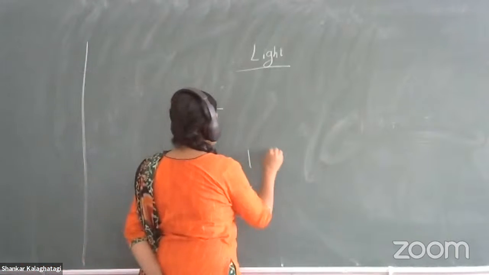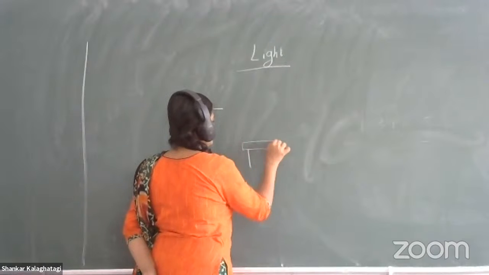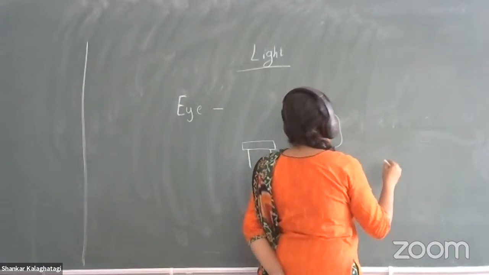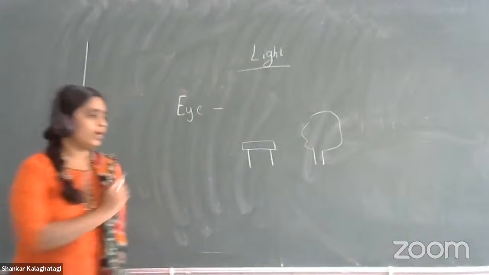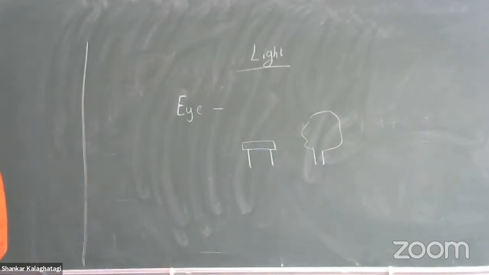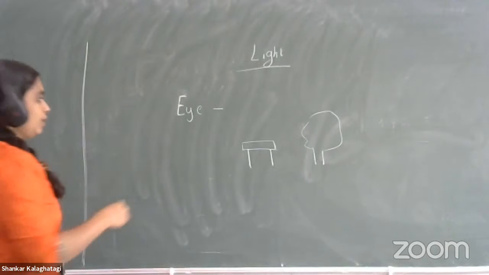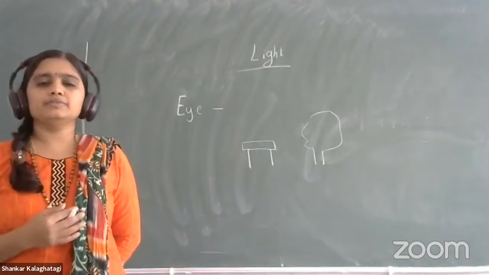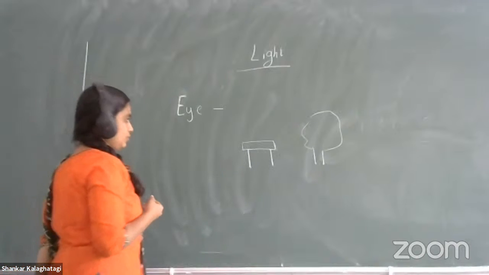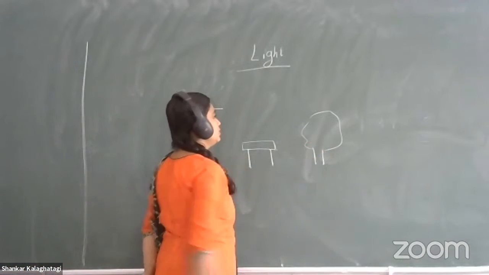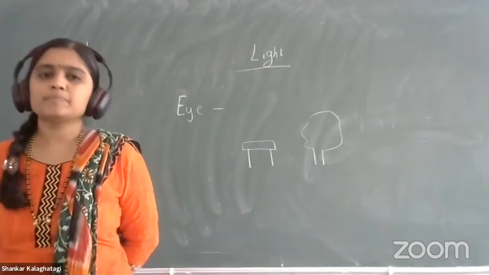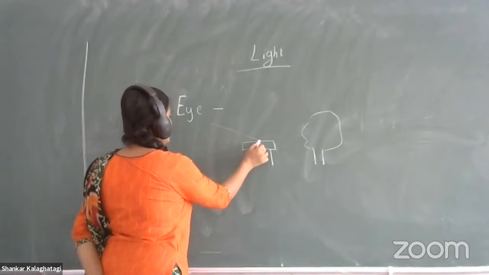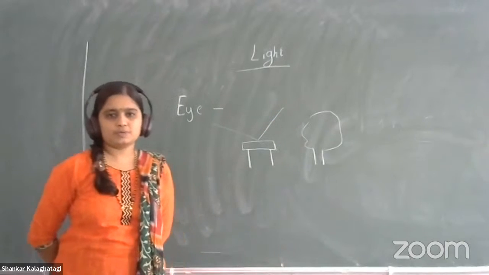For example, a table, okay? If it is a tree, okay? Take some examples. Do these things have light, students? No, ma'am. Table, tree, do they have light? No, ma'am. Then when can you see these objects? By the sunlight or light. Yes. When light falls on it, then only we can see these objects, right?